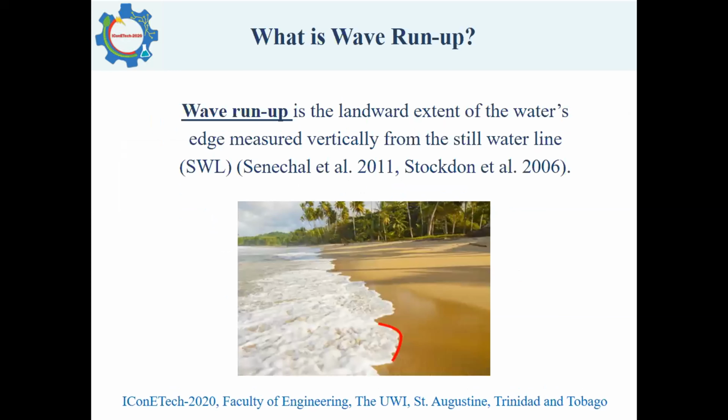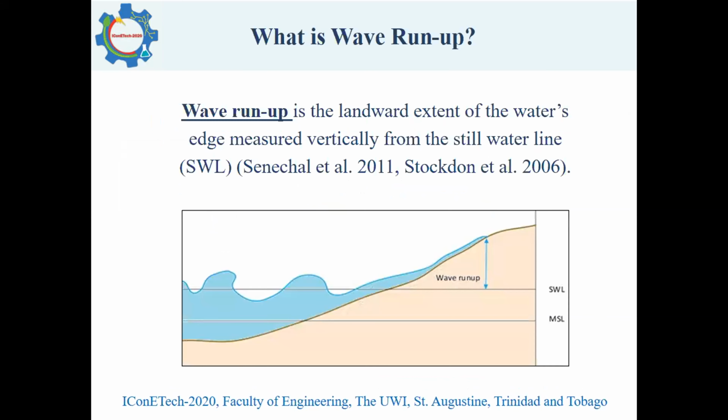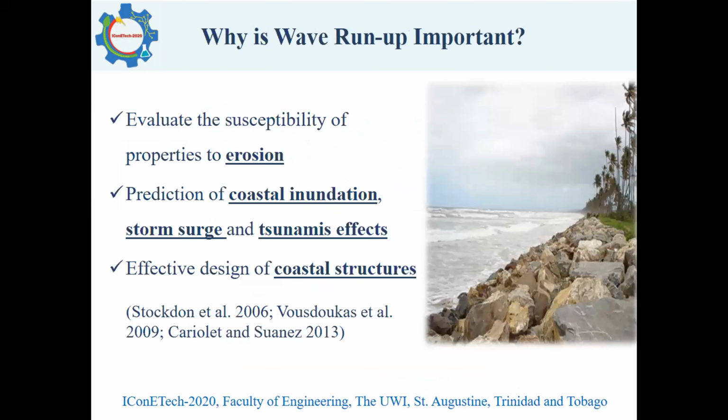What is wave runoff? Wave runoff is the landward extent of the water's edge and is measured vertically from the still water line. Why is it important? Why should we look at it? Maximum positions of wave runoff are used to evaluate properties such as susceptibility to erosion, and help predict coastal flooding, storm surge, and tsunami effects. It is also used in effective design of coastal structures. For instance, it is used to estimate the percentage of overtopping waves. As such, the accurate prediction of wave runoff is important to coastal engineers and planners.